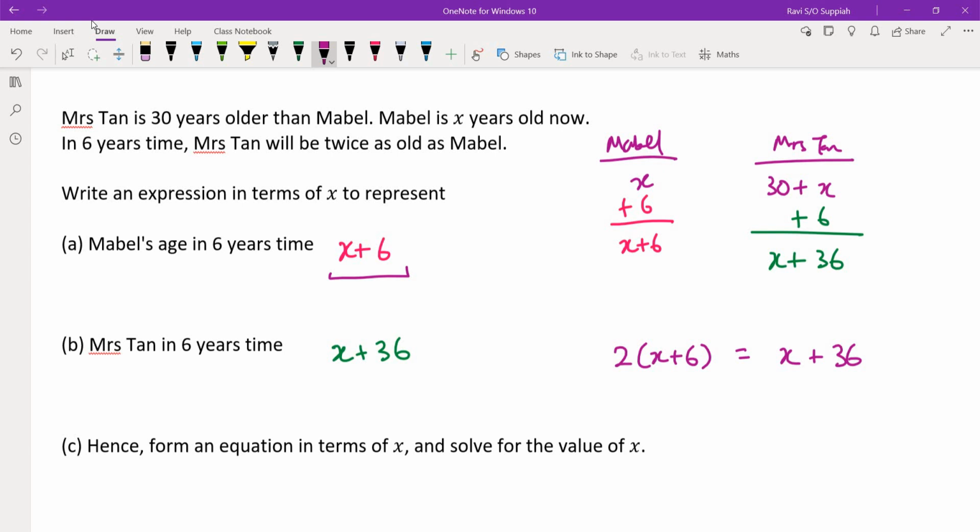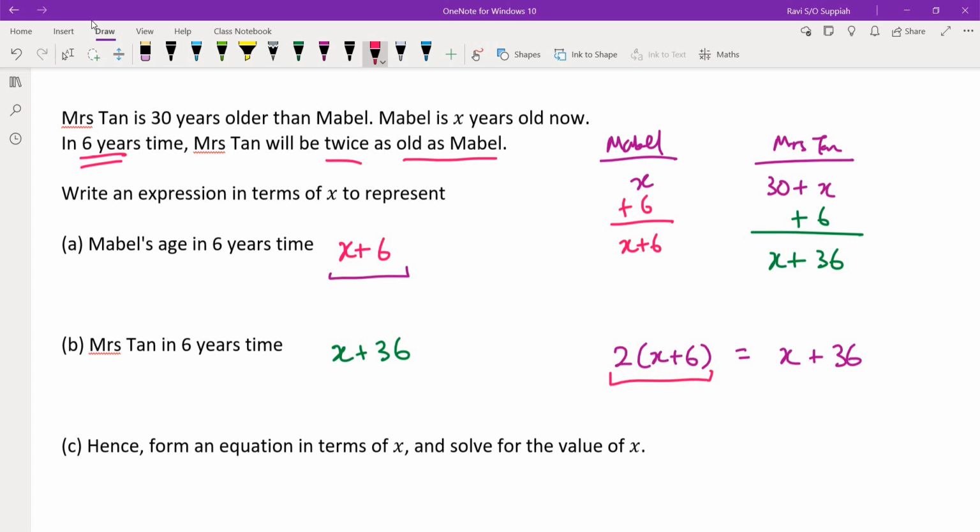So that is how you come up with the expression. This 2 into X plus 6, this is because twice as old as Mabel. So this is in 6 years' time. In 6 years' time, Mabel is X plus 6, and twice as old as Mabel is 2 multiplied by X plus 6, which is equivalent to Mrs. Tan in 6 years' time. So Mrs. Tan in 6 years' time is X plus 36. This is basically the most tricky part. How do I come up with this expression?